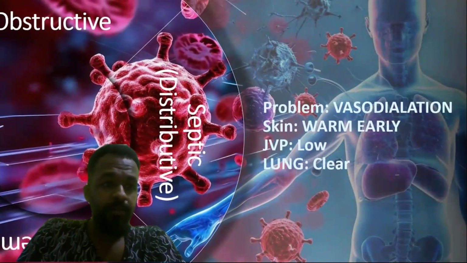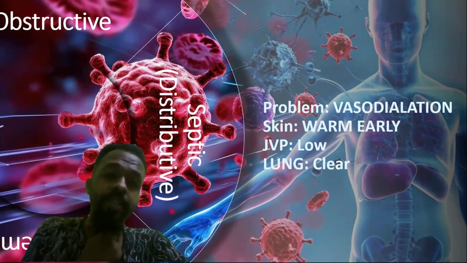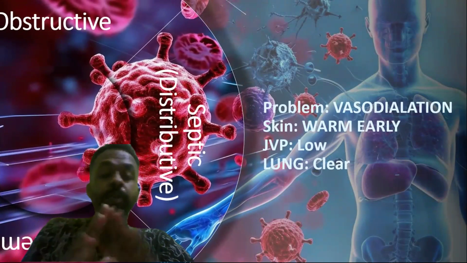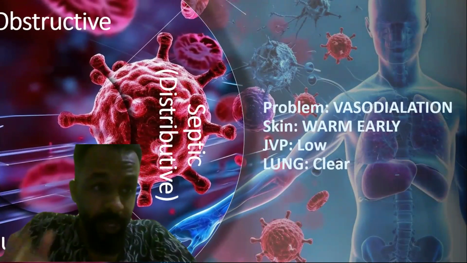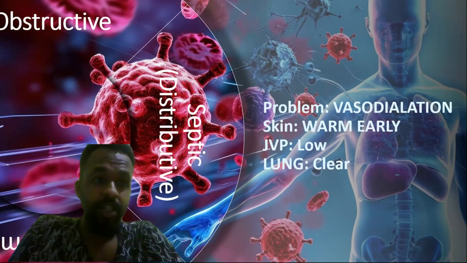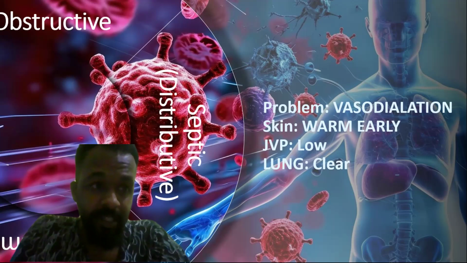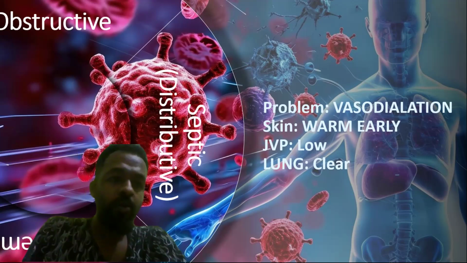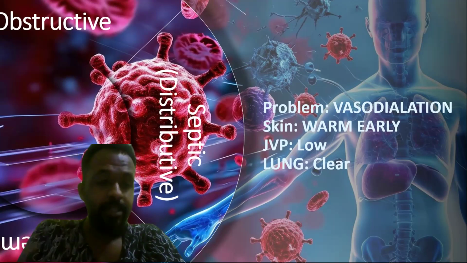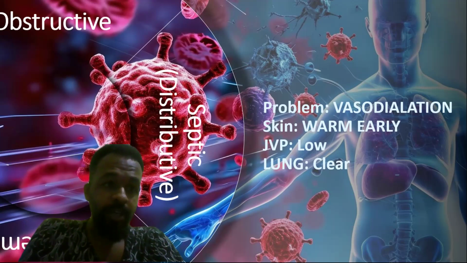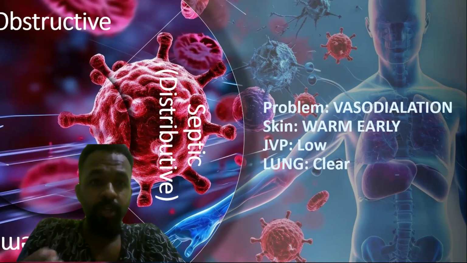Second, we have distributive shock, especially septic shock. This is a completely different mechanism. The problem is systemic vasodilation, and instead of a failing pump, blood vessels become excessively dilated. Students should remember warm extremities early in sepsis. This contrasts with cardiogenic shock, where extremities are usually cold because of vasoconstriction.